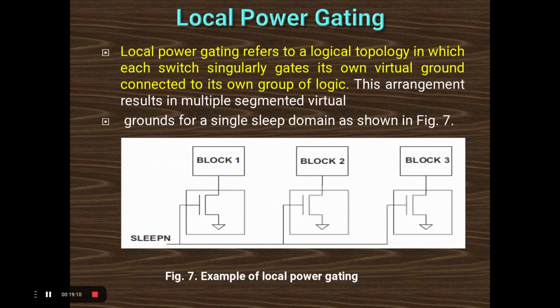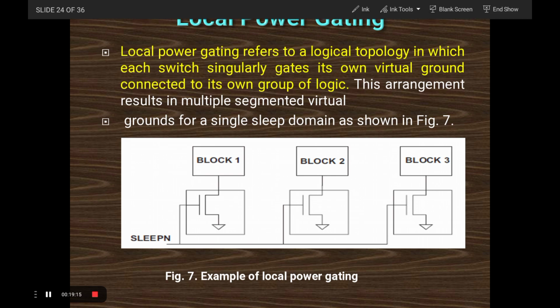Second one, local power gating. Local simply means individual. Local power gating is one kind of logical topology in which a switch singularly gates its own virtual ground. That means each and every block has its individual switch. The corresponding individual switch provides a virtual VDD or virtual ground. So each block maintains its own switch, and that switch provides the corresponding power rails to the corresponding circuit only, right? So that is the basic thing.